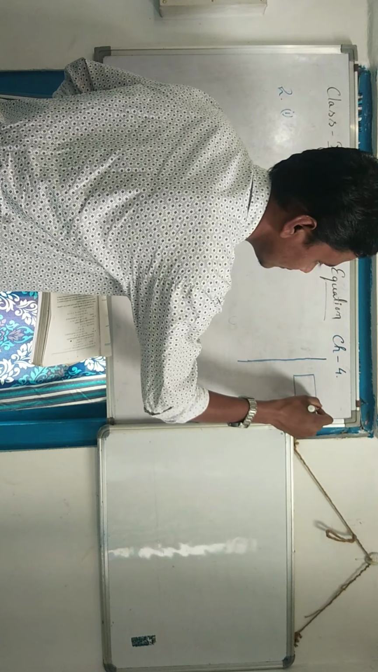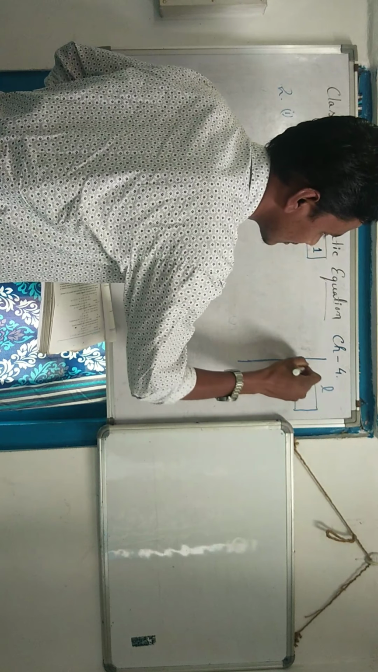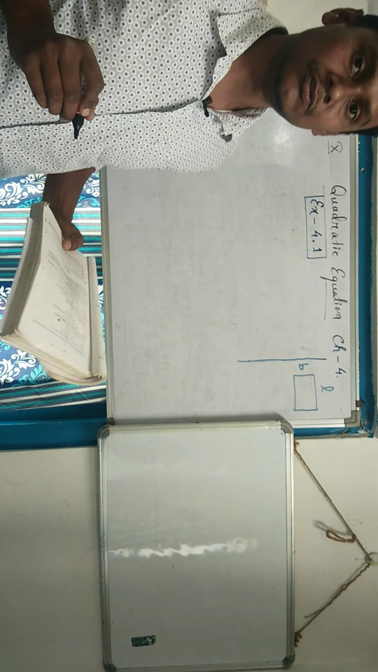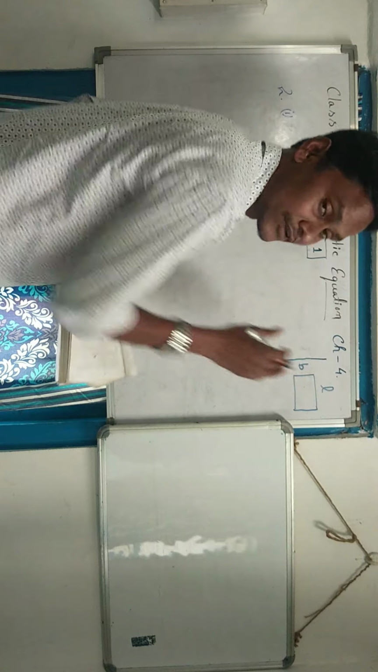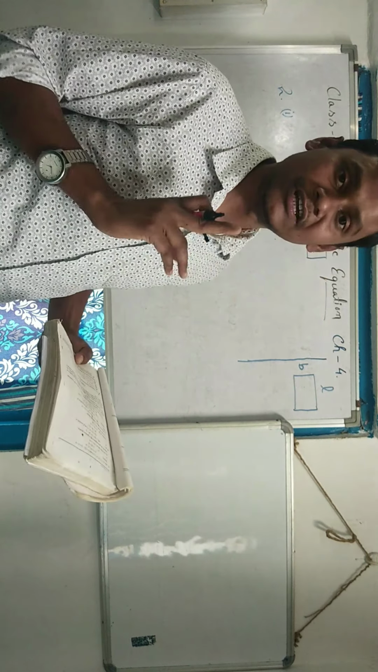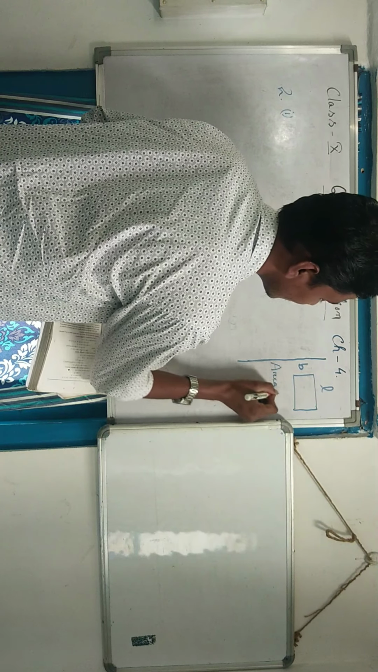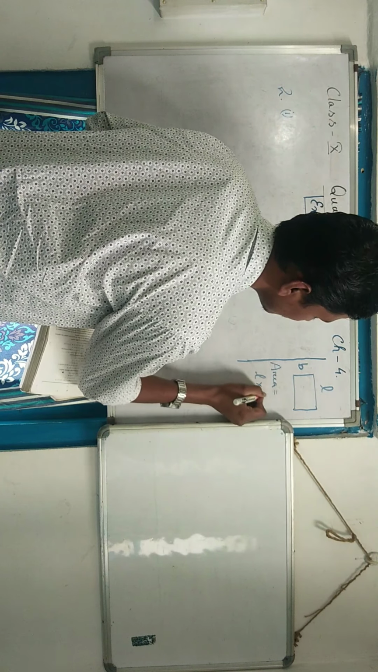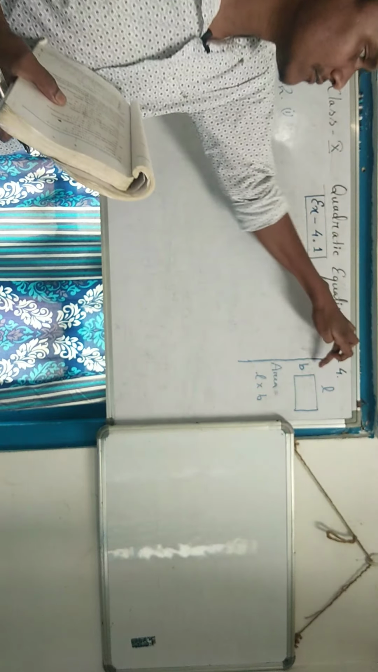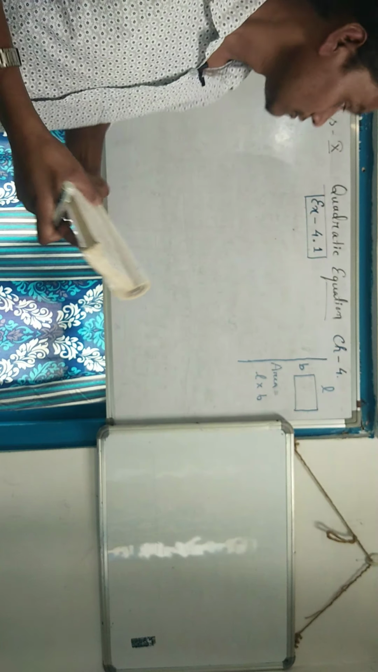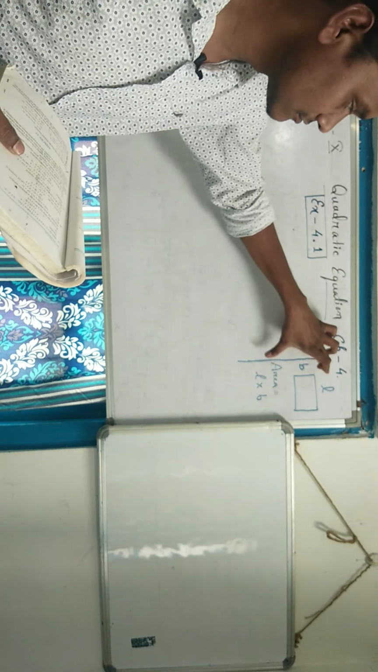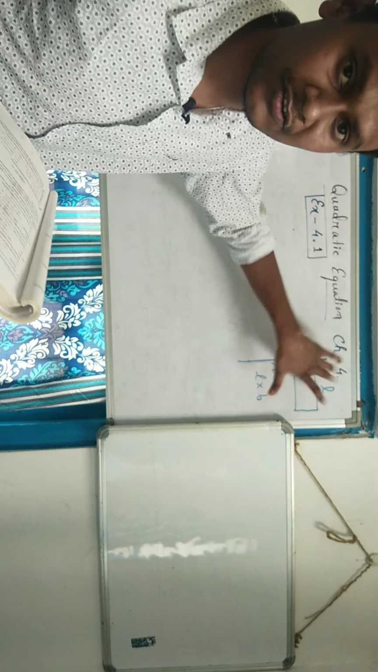Now whenever the word area of rectangle comes into our mind, we know how to find it. For finding the area of a rectangle we need two data, length and breadth. So area is equal to length into breadth. Based on this concept, we will solve this question.